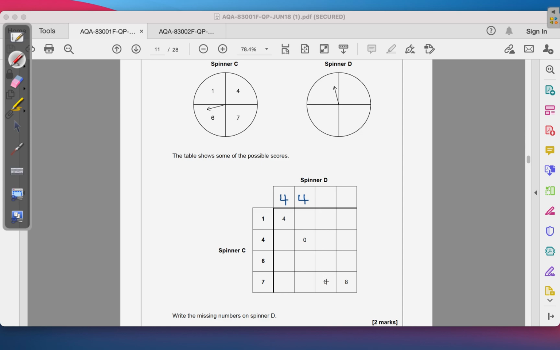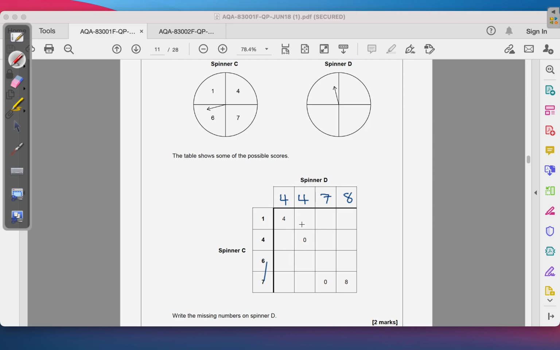So we know that when the numbers are the same, then the answer is 0. So this must be a 7. And we know that when the numbers are different, it's the higher number, so this one must be 8. Okay, and now that we've got this, we can fill in the rest of the board.